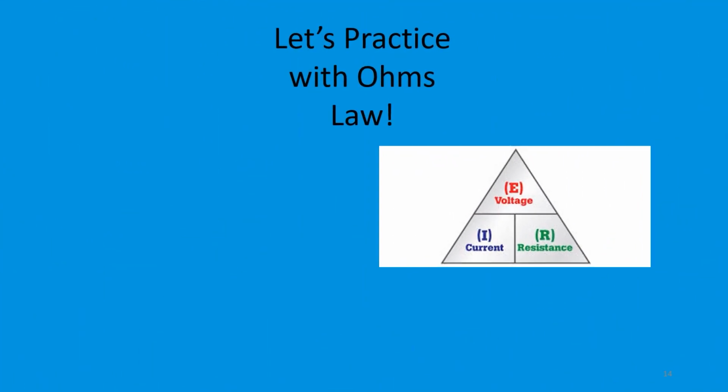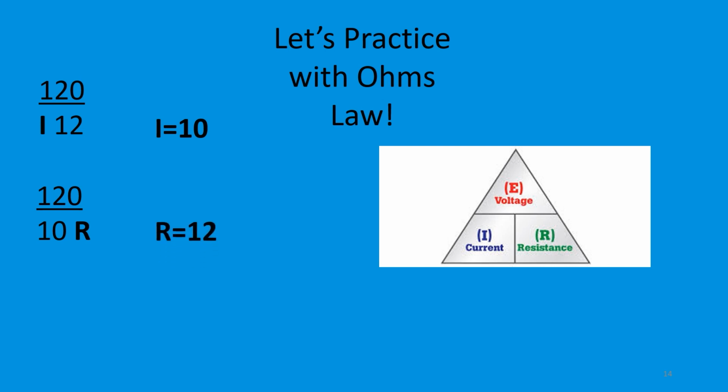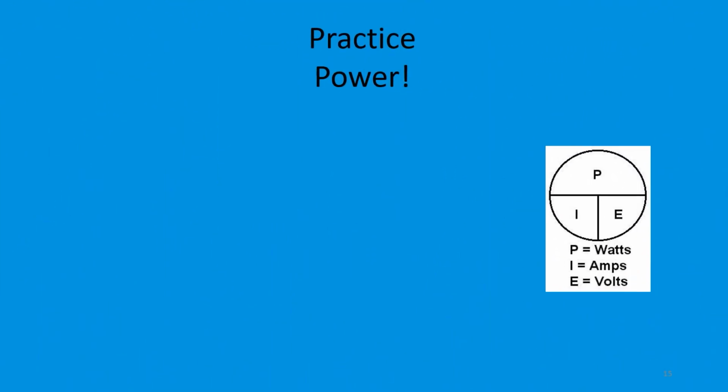All right, so let's keep practicing with Ohm's law. So we have a 120 volt circuit, 12 ohms of resistance, and we're solving for I. What would we do? That's right, we're going to take 120 and we're going to divide it by 12, and that's going to give us 10. We take 120 volts and we have 10 amps on it, and we're solving for R. So we take our 120, we divide by 10, and that's going to give us 12. We take our 10 amps and we have 12 ohms of resistance. We're going to multiply those two together, and it's going to give us 120 volts. Great job. All right, so let's practice with power.